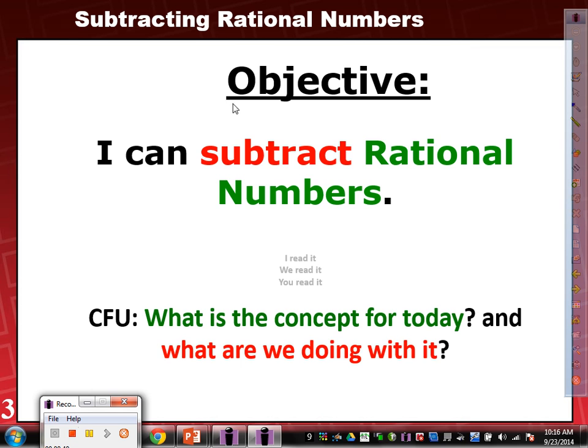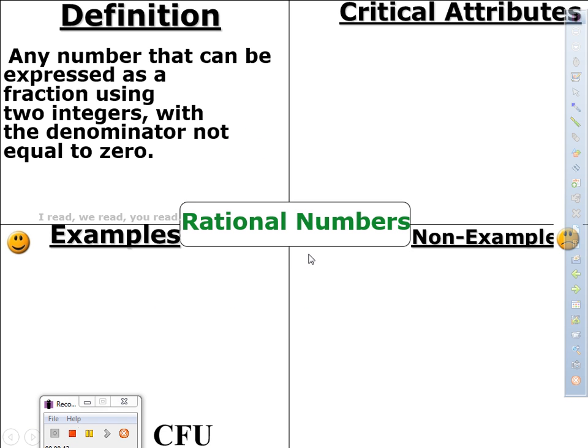Okay, here it goes. So, rational numbers, definition. Numbers that can be expressed as a fraction using integers with denominator not equal to 0. Simplest way to put it. Numbers that can be expressed as a fraction using integers with denominators not equal to 0. Those are integers. Okay, examples.